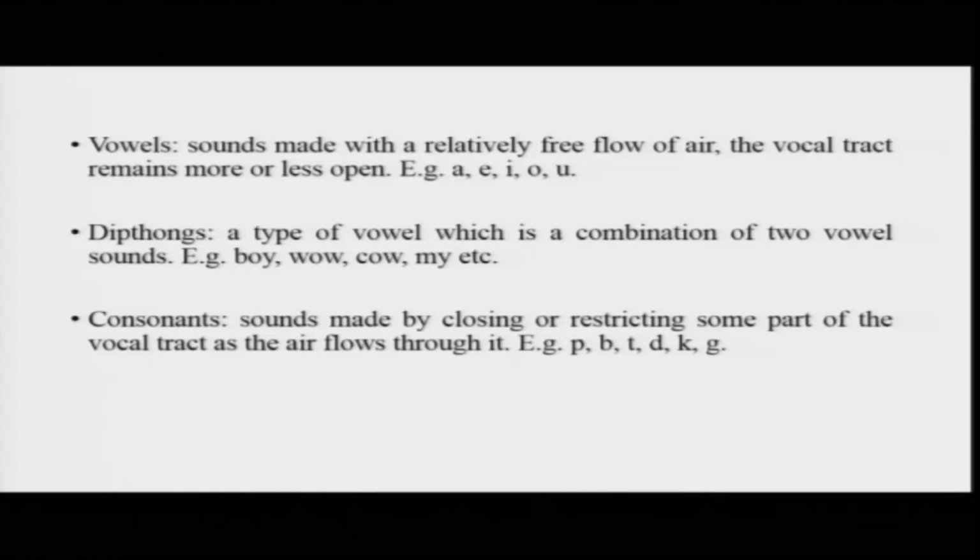There is also a combination of vowels. These are vowels that are looked at as a combination of two basic vowel sounds. For example, boy: O and I, you are combining those sounds. Cow, you are combining two basic vowel sounds. So you have vowels, you have consonants, and you have diphthongs. That is again a very important aspect that you should remember.